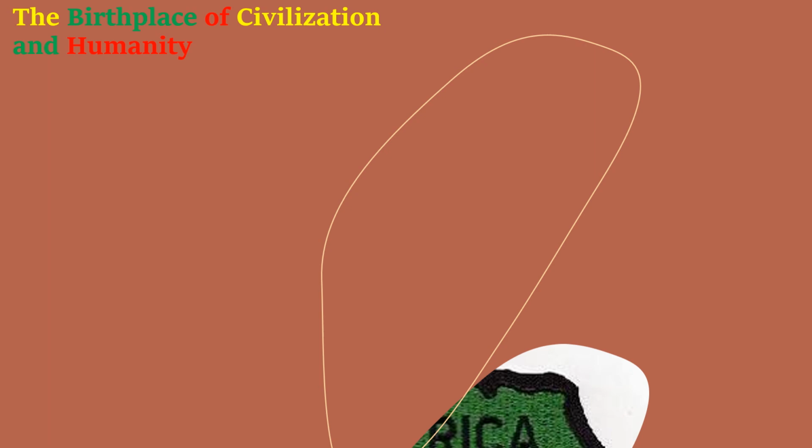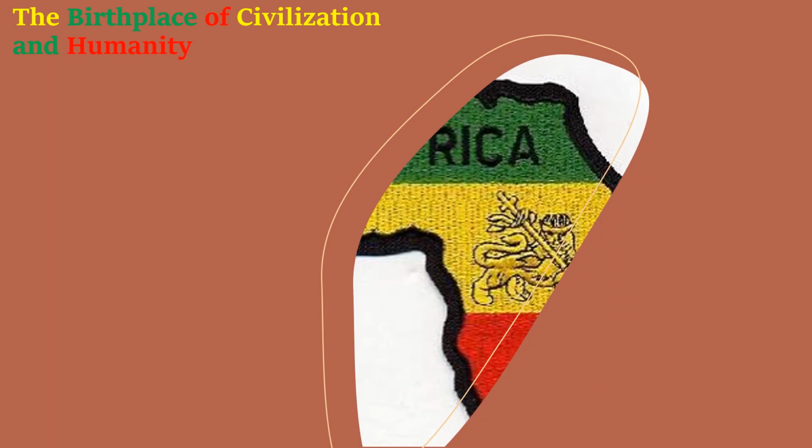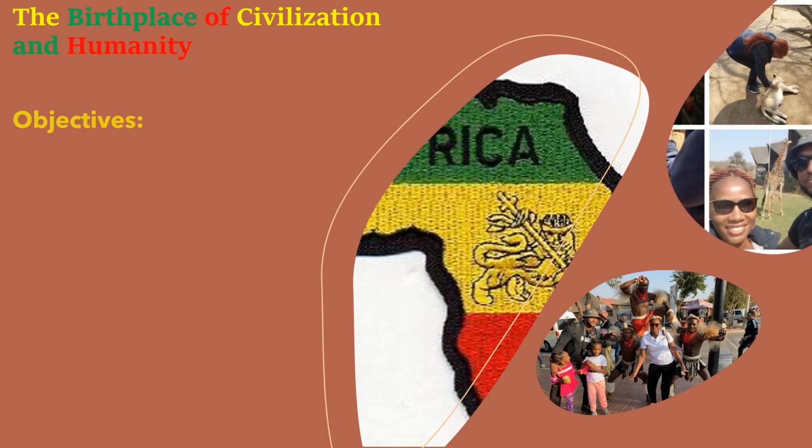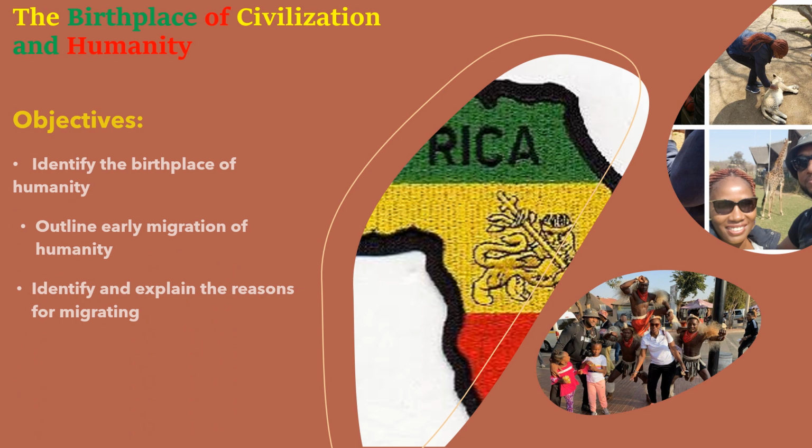In this lesson, we are looking at the birthplace of civilization and humanity. We need to understand the significance of Africa in the Virgin Islands. Our objectives for these lessons are to identify the birthplace of humanity, outline early migration of humanity, identify and explain the reasons for migrating.